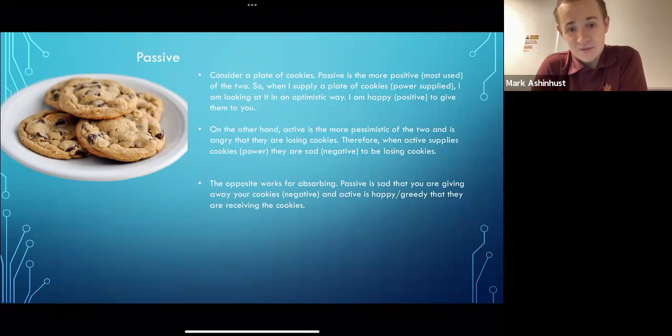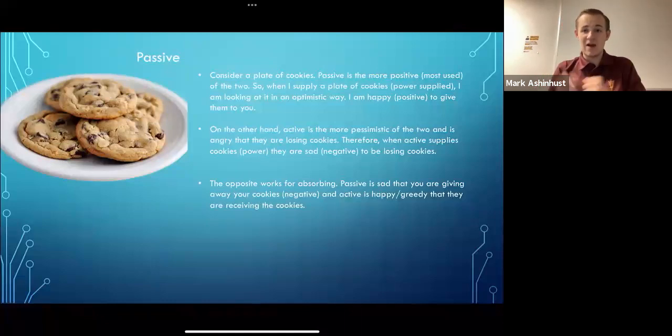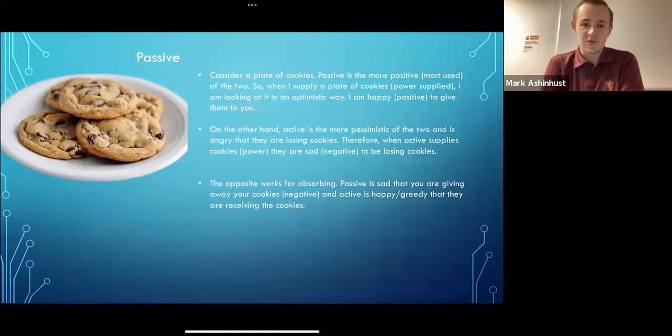On the other hand, active, in the power supplied, they're the more pessimistic of the two. So rather than being happy for you, they are sad that they're the ones losing the cookies. So power supplied, passive's happy, and active would be sad. And then this would be vice versa for absorbed. Absorbed cookies, the active sign convention is a little more greedy of the two and really happy they received cookies. And passive would be the opposite. They would be sad that, oh no, you should keep your cookies. And that kind of helped me when I was first figuring it out.